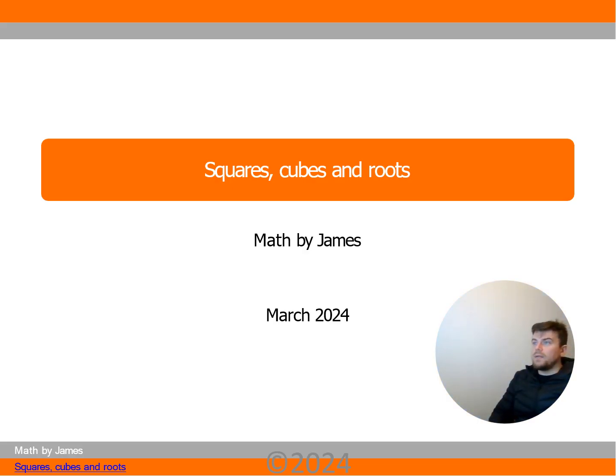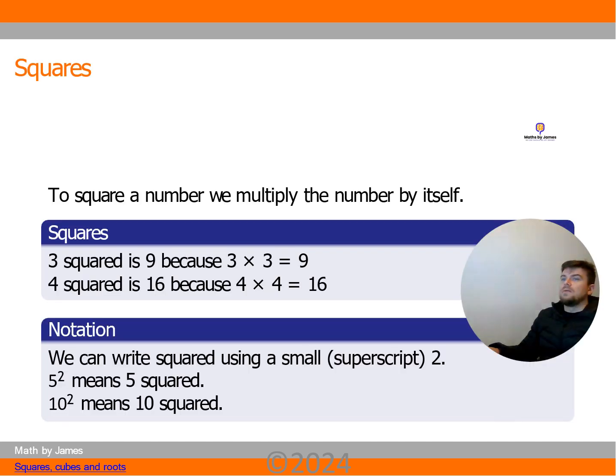In this session, we're going to be looking at squares, cubes, and roots and what they mean. So, we're looking at squares first. What is a square of a number? If we take the square of a number, we times it by itself, which in a sense makes it squared. So, the notation is as follows.